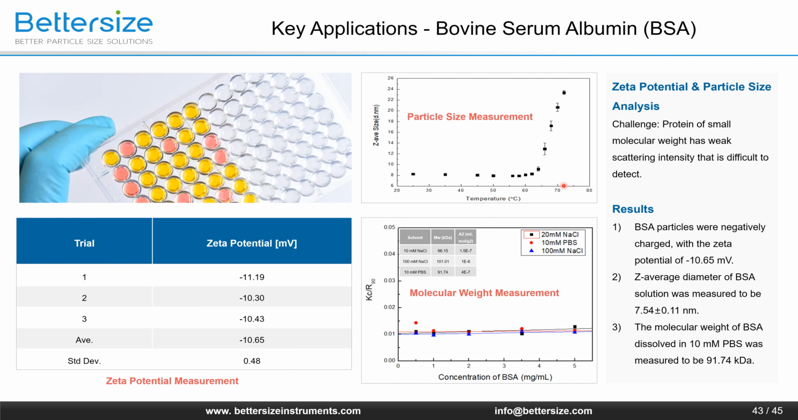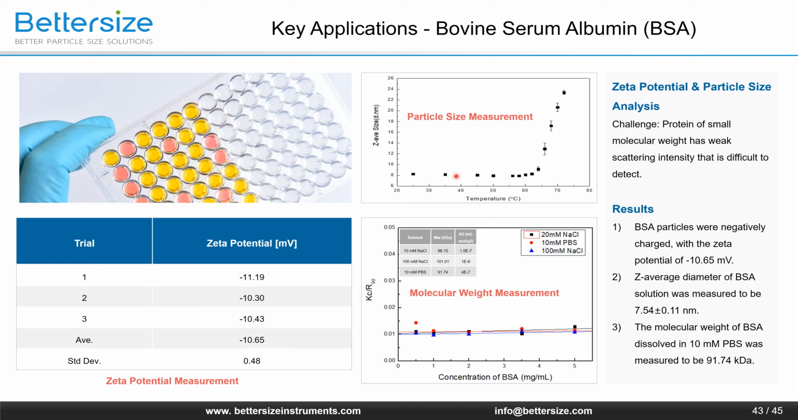As shown in this table, the zeta potential value of BSA sample in an aqueous solution was negative, indicating that the BSA particles were negatively charged in the current environment. For the particle size, a thermostability study was carried out. As a protein, BSA is sensitive to acid, alkali, temperature, and other stimuli. Its structure will change at high temperature, and its biological, physical, and chemical properties will also respond to changes. And in many cases, these changes are not reversible.